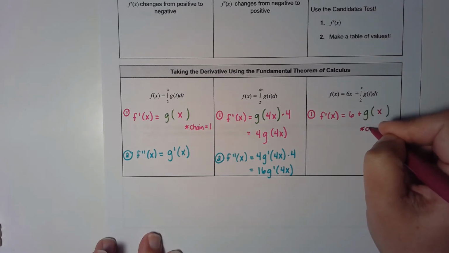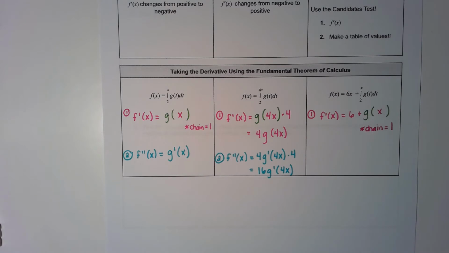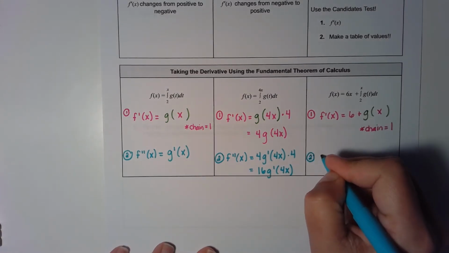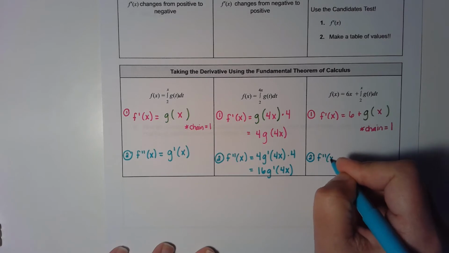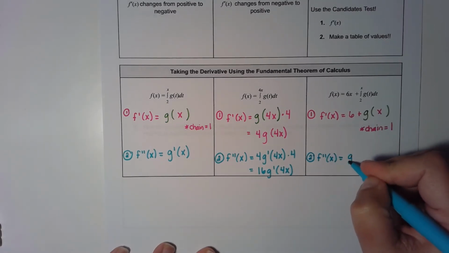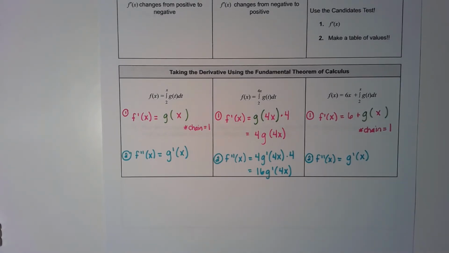Again, the chain here would be 1, so we don't need to write it. We can just go ahead and leave it off because it's unnecessary. You can write times 1 if you want to, if that makes you happy, but you don't have to. Now my second derivative here, f double prime of x, would be equal to the derivative of 6, which is 0, and the derivative of g would just be g prime, so it would just be g prime of x.